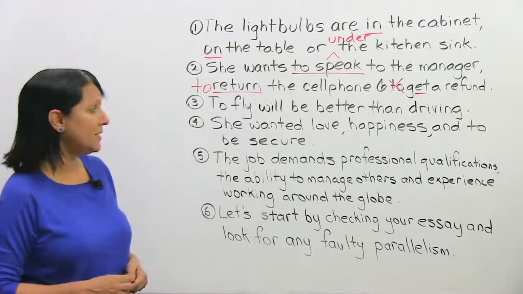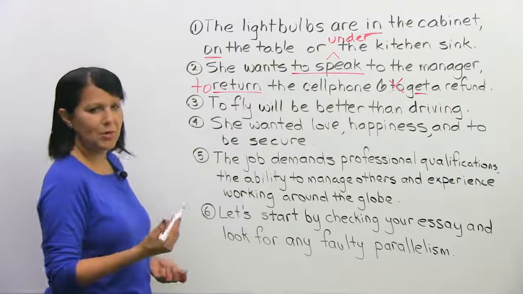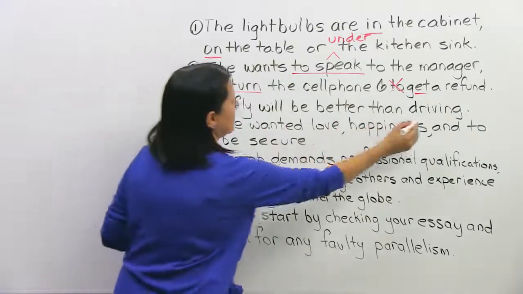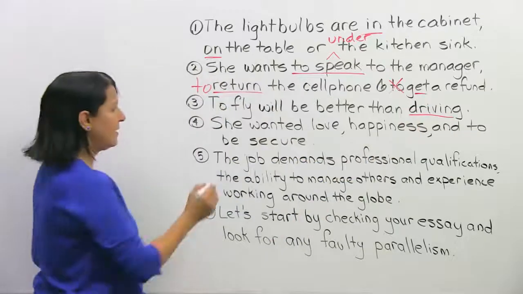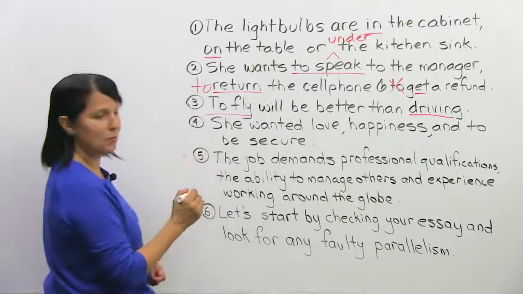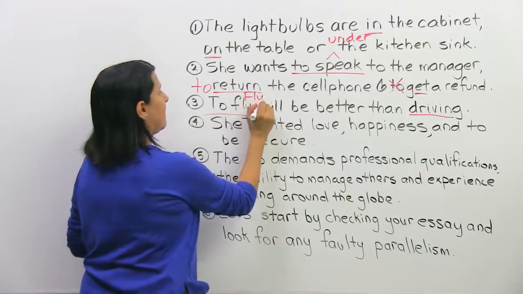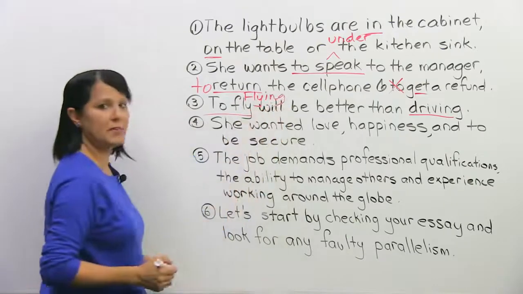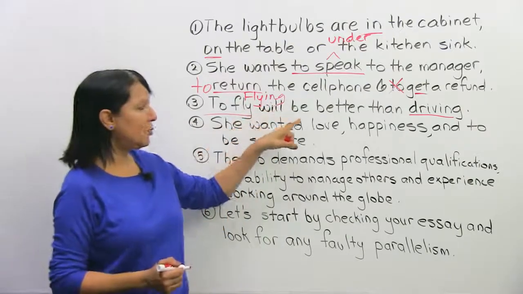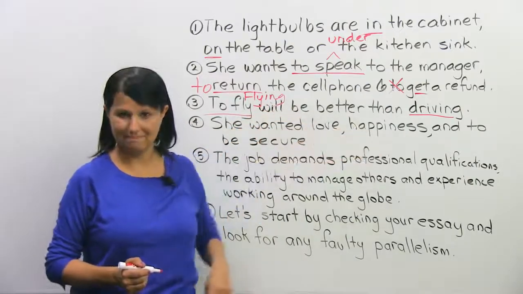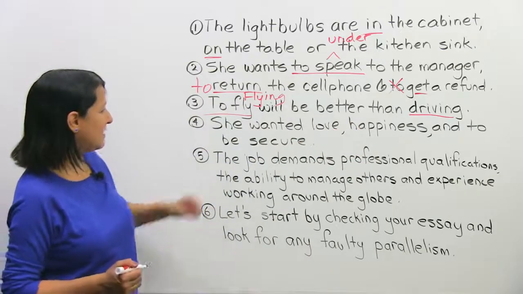How can we correct this? Well, the best way to probably correct it is, here we have driving. So here we should have what? Another gerund, flying. Flying will be better than driving. Okay, good.